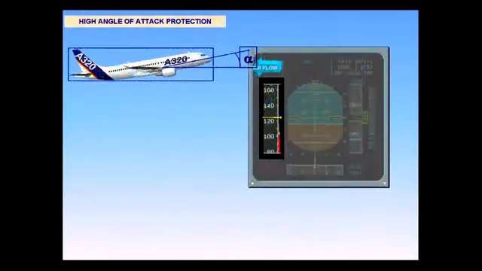The high angle of attack protection is designed to prevent the aircraft from stalling and to ensure optimum performance in extreme maneuvers such as wind shear or GPWS warning recovery. This protection takes priority over all others. This protection displays information against the PFD speed scale.